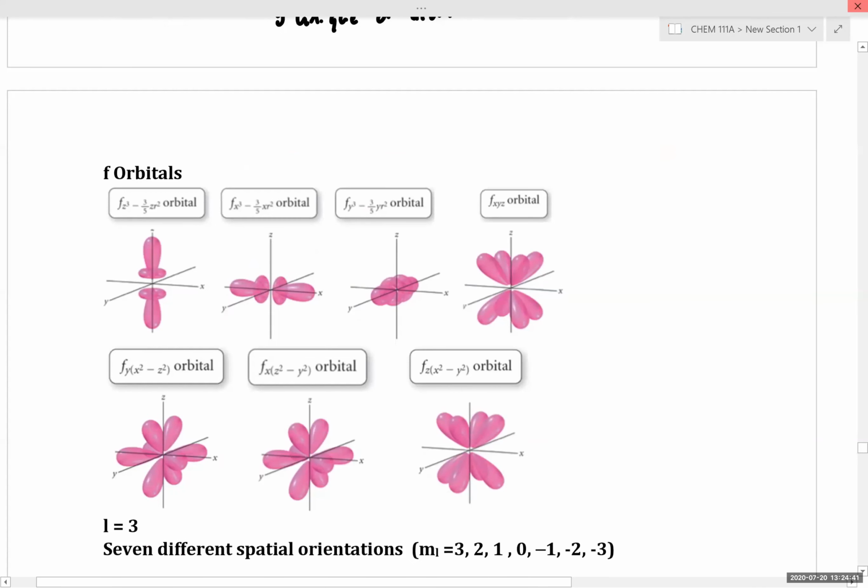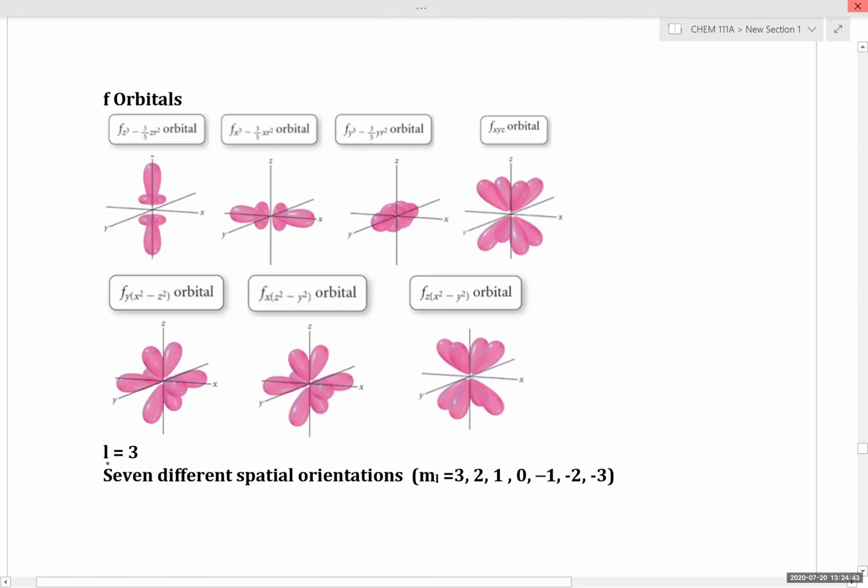Okay, lastly, the f orbitals correspond to L equal to 3. We don't typically see the f orbitals actively participate in chemical bonding, as the elements that have f orbitals are pretty far down in the periodic table. But just for completeness, we have 7 unique f orbitals with 7 unique orientations.